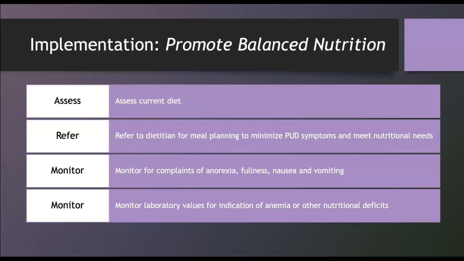If they're having some nutrition issues, we need to address those, assess their diet, and refer to a dietitian if necessary. Monitor for lack of eating or inability to have any gastric emptying, because that could be a potential complication, as well as any nausea and vomiting. And of course, you're going to monitor any of the lab values related to anemia because of possible hemorrhage and any other nutritional deficits.